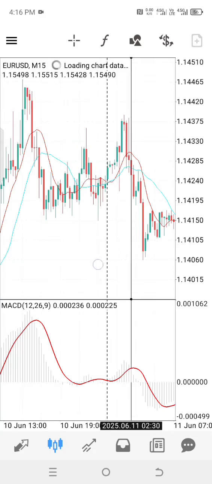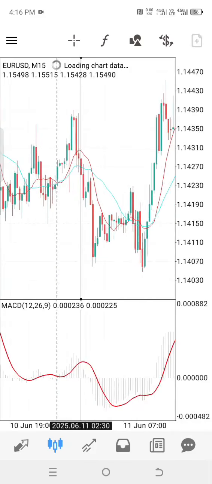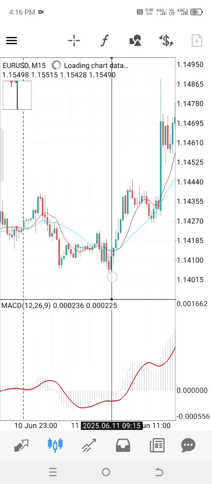It affects your profitability, guys. So look at it now. As you can see, the London session actually started around here the next day. So that's where you would have entered your trade, guys.